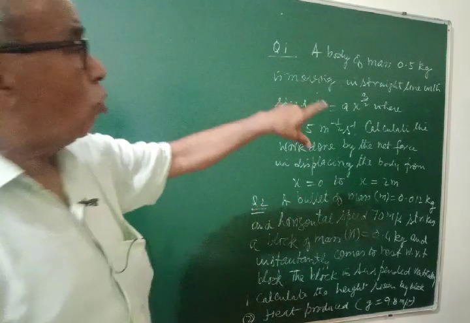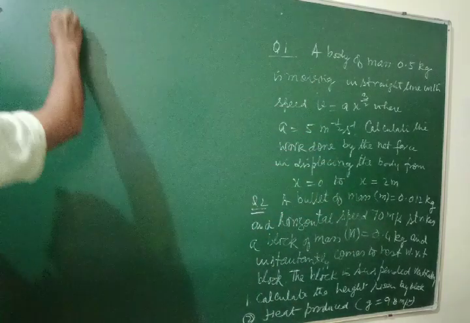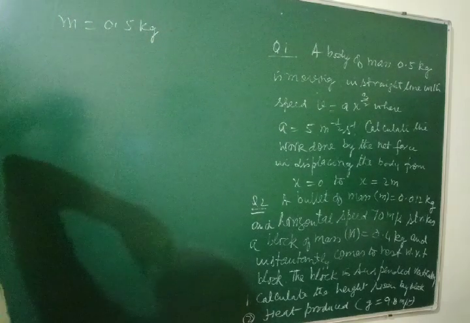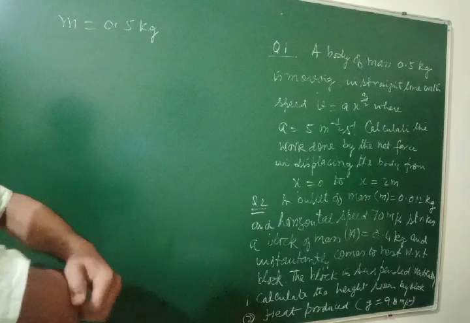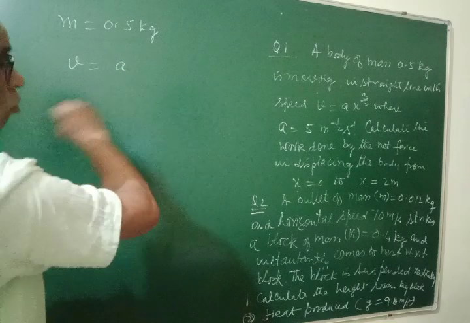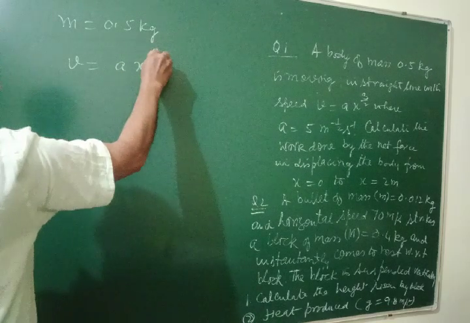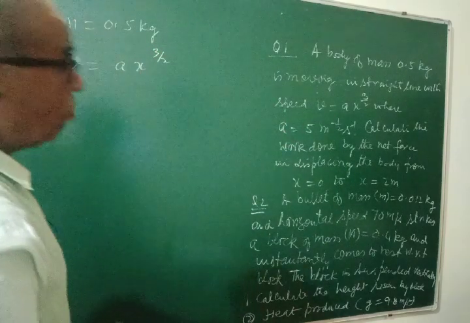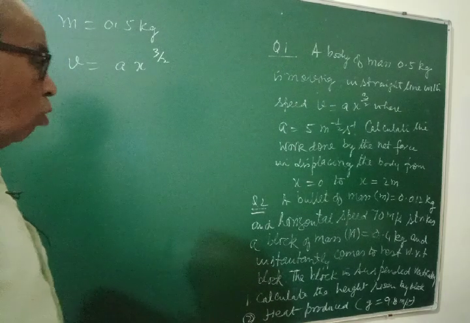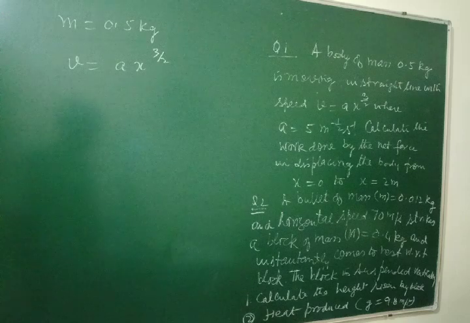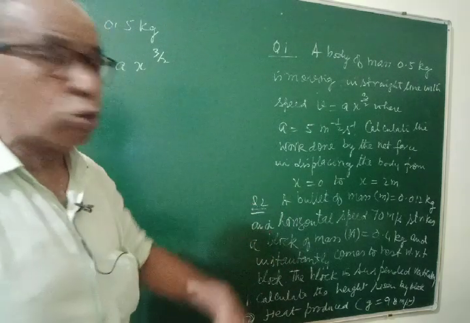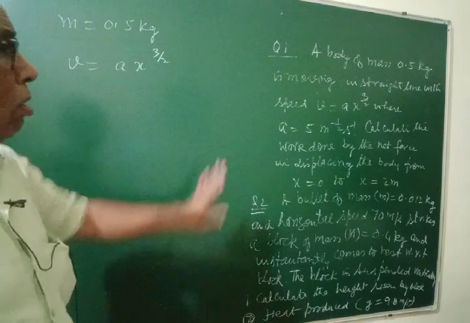A body of mass 0.5 kg is moving in a straight line with speed v equal to a into x to the power 3 by 2, where a has a unit of 5 per... Calculate the work done by the net force in displacing from x equal to 0 to x equal to 2 meter. This is a question from the NCERT book.